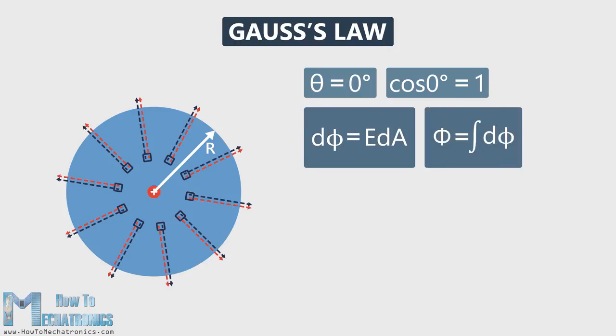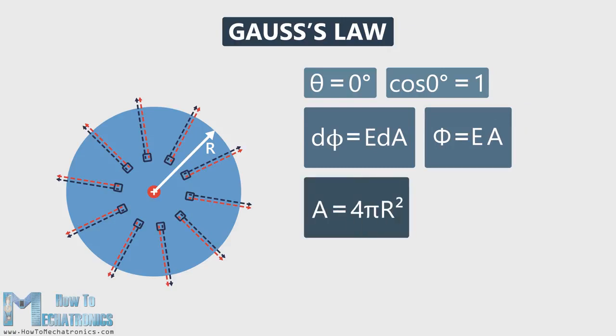The total flux Φ is going to be the integral of dΦ, which is the integral over the closed surface E dA. The magnitude of the electric field everywhere is the same because the distance from the charge is the same at each point, so we can pull that out of the integral and we are left with E times A.